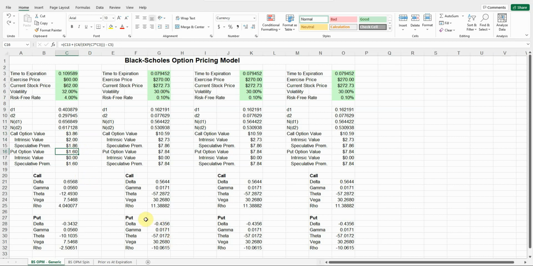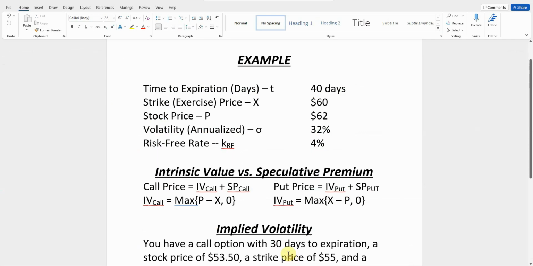Now, if we go to the put, remember a put is the right but not the obligation to sell the underlying stock. So I have the right to sell the $62 stock for $60. Do I want to do that? No. If I can sell it for 62, why would I ever take 60 for it? That's a bad deal. Therefore, if I look at my formula for intrinsic value, now the strike price is 60 minus the stock price, which is 62. That's negative $2. 0 is higher, so the intrinsic value of the put is 0.